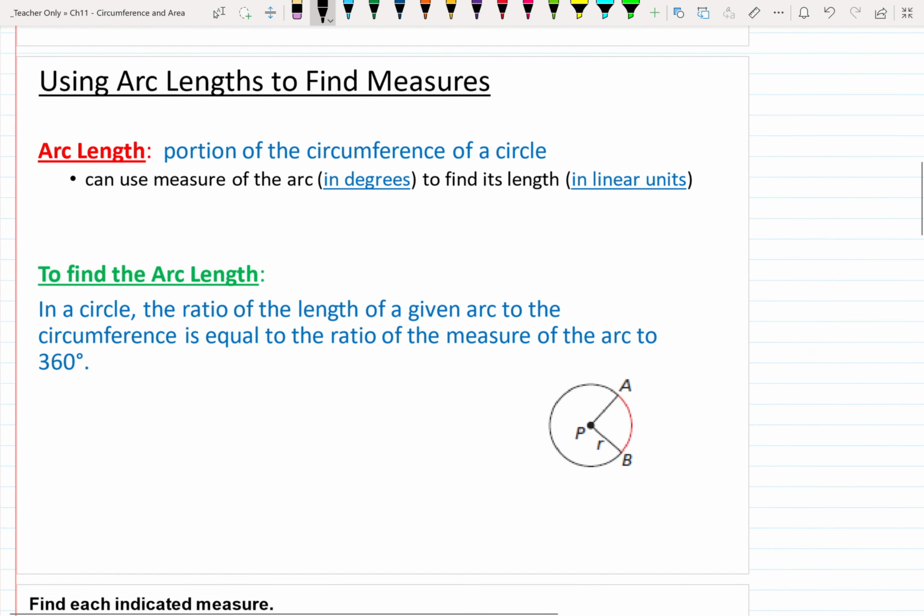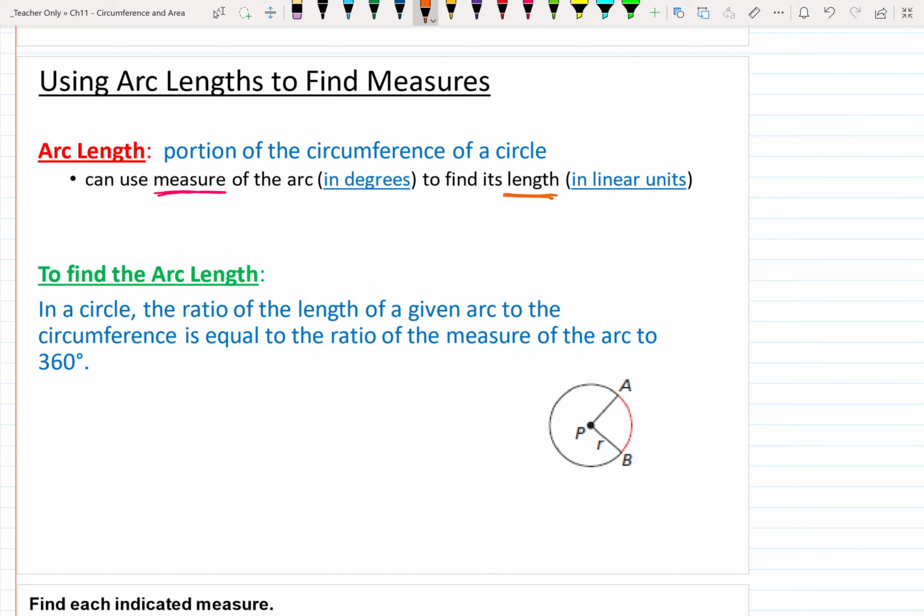On the next slide, we're going to start talking about arc lengths. We've talked about arc length so far in talking about the measure. If you see a question asked about the measure of an arc, we're measuring in degrees. If the question asks us about the length, though, I don't measure length in degrees. I measure length in units.